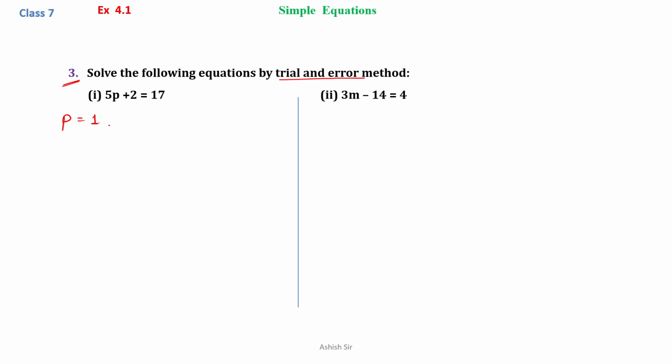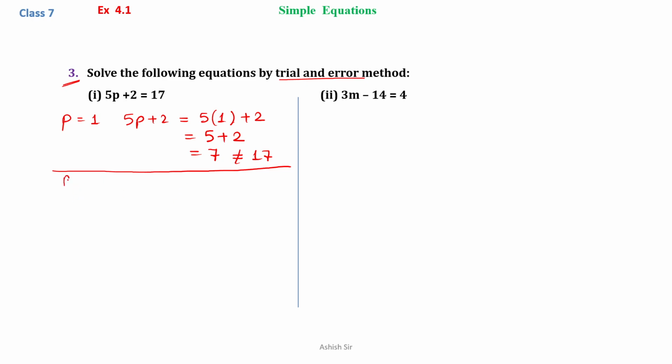If the value of p is 1, then the left hand side would be 5 into 1 plus 2, that is 5 ones are 5 plus 2, that is equal to 7. So this is not equal to 17. So p equals 1 is not a solution. Now we will try another value.